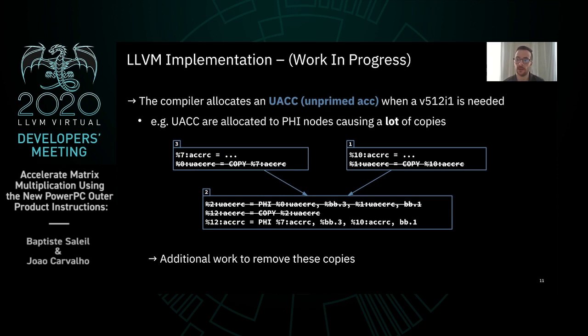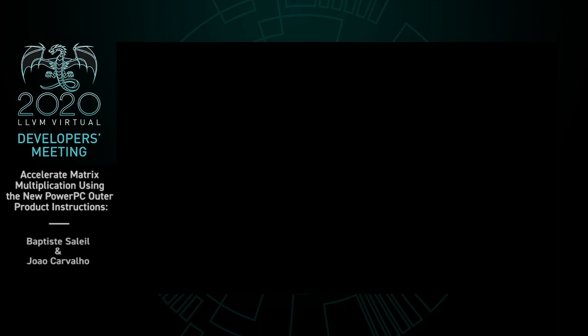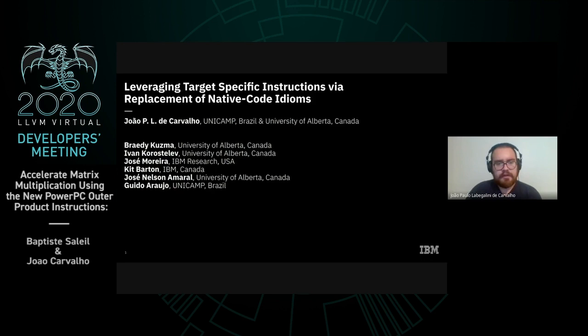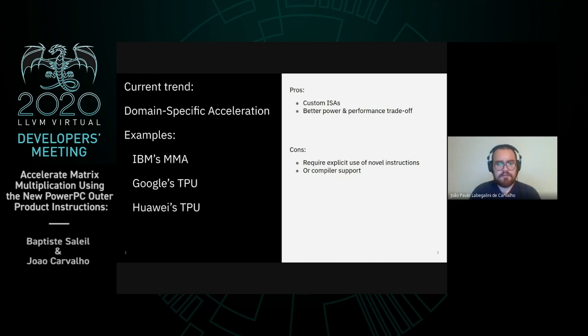Thank you very much. Hi, my name is João, and in this part of the video, I'm going to present our approach for leveraging target-specific instructions via replacement of native code idioms. The MMA instructions presented by Baptiste in the beginning of the video are part of a current trend of domain-specific acceleration, where hardware vendors either introduce novel instructions, such as the MMA instructions, or novel accelerators, such as the Tensor Processing Unit from Google and Huawei.